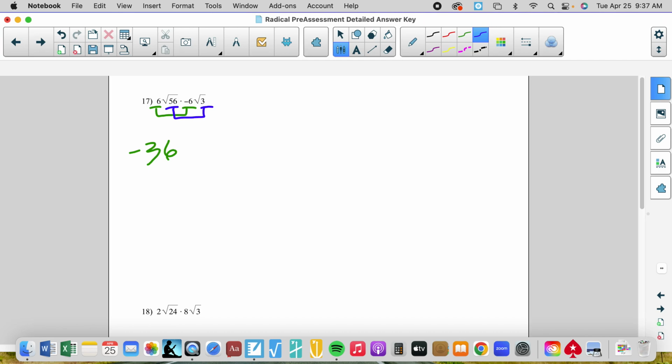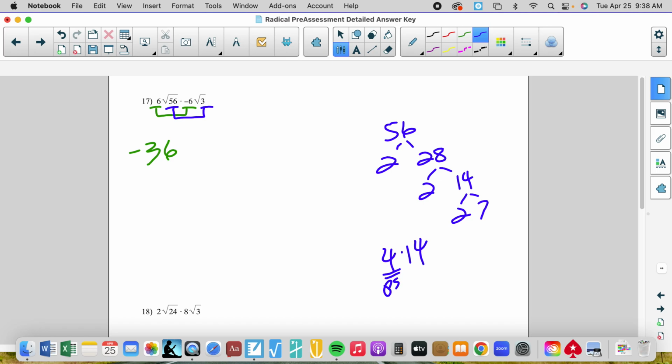56. 8? What's that? 8 and 7? No, that's 54. Well, let's take half of it. 2 and 28. Yeah, 4. No, 3 is not going to go in there. Okay, but it does have a 2 and 14. Yeah, 2 and 7. So we could do 4 times 14. And why did I pick 4? Because that's a perfect square. So I'm going to break 56 into 4 times 14 times rad 3.